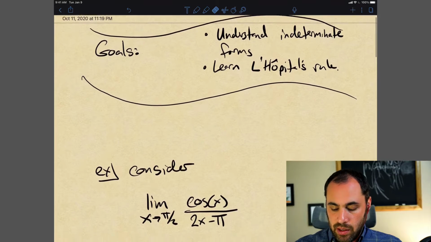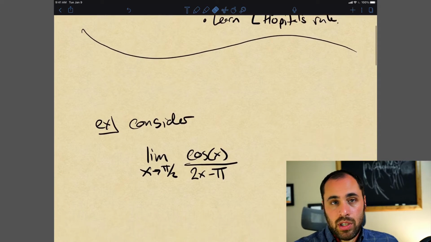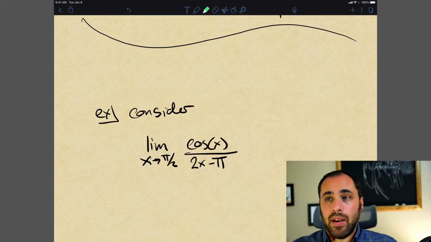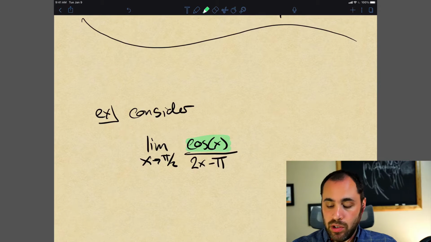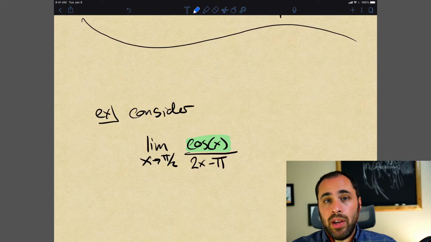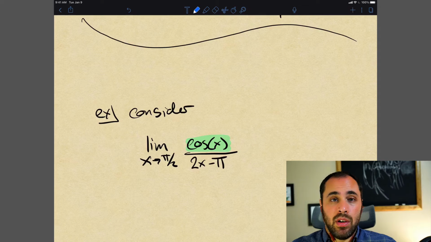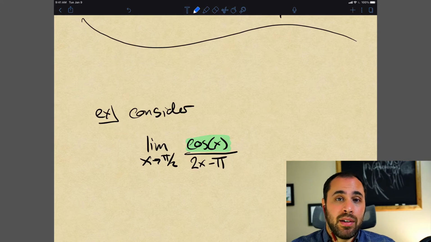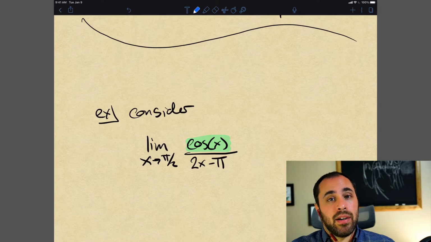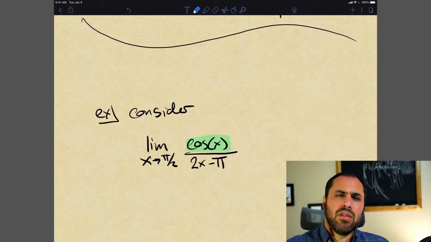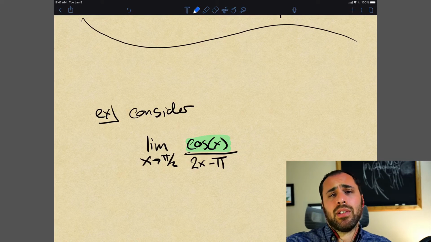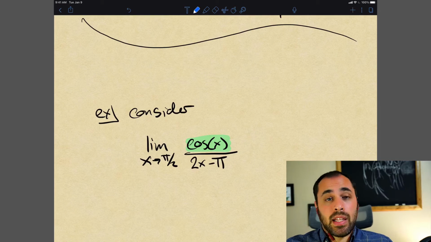To motivate this, let's consider this limit: cosine x over 2x minus pi as x goes to pi over 2. You can check, if we just try to plug in x equals pi over 2, it doesn't work. We get 0 in the denominator, but also 0 in the numerator. A 0 in the denominator implies maybe that this thing should be approaching infinity, but a 0 in the numerator implies that it should maybe be approaching 0. We've got these conflicting forces. It's not clear what the answer is.